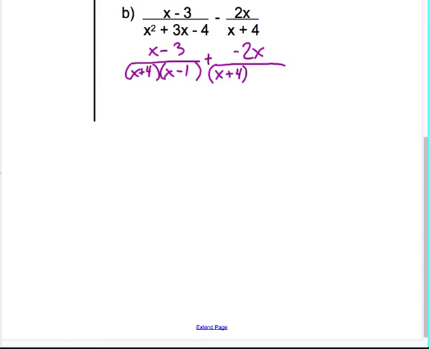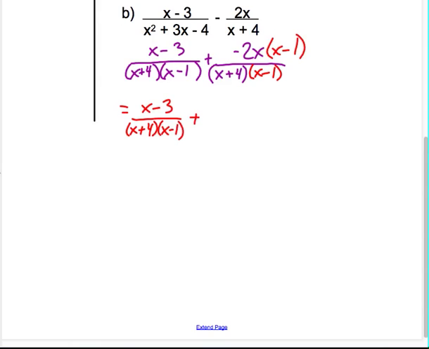So now I take a look at what's missing. I've got an x plus 4 in both denominators, but I'm missing an x minus 1 in my second. So I'm going to multiply everything by x minus 1. Again, I'm going to leave my denominator factored in case something cancels later on. And I've got my x minus 3 over x plus 4, x minus 1.